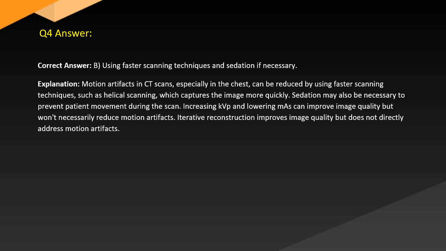Answer. Correct answer: B. Using faster scanning techniques and sedation if necessary. Explanation. Motion artifacts in CT scans, especially in the chest, can be reduced by using faster scanning techniques, such as helical scanning, which captures the image more quickly. Sedation may also be necessary to prevent patient movement during the scan. Increasing kVp and lowering mAs can improve image quality but won't necessarily reduce motion artifacts. Iterative reconstruction improves image quality but does not directly address motion artifacts.